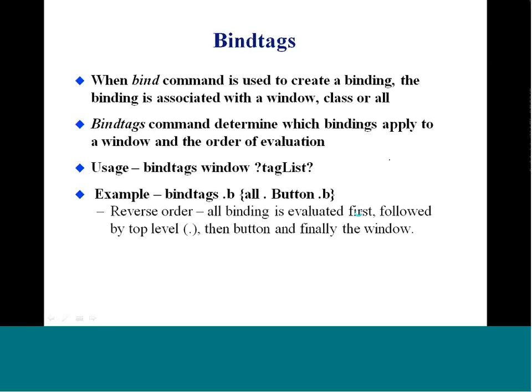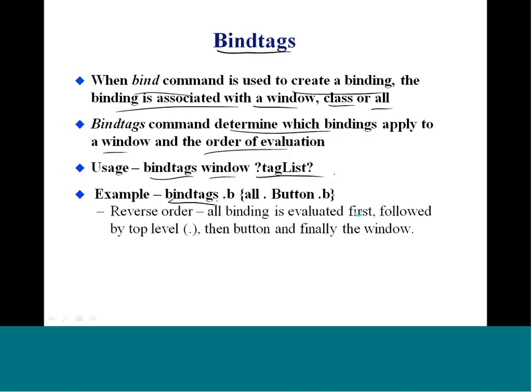Now we also talked about bind tags. Essentially, it's a command that determines which bindings apply to a window and the order of evaluation. A bind command itself is creating the binding, and the binding is usually associated with a window, a class, or all. You can specify one of them. So we saw this in the previous lectures. The bind tags command determines which bindings apply to the window and the order of the evaluation. What does that mean? The usage is bind tags, window, followed by the tag list.